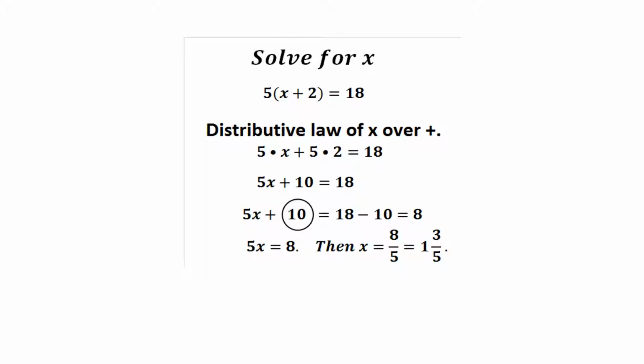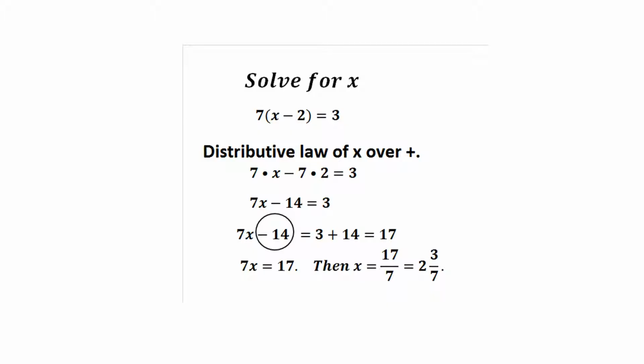We circle the 10, move it to the other side. It's negative 10. You could have 18 and below it negative 10, or 18 minus 10, which is 8. And our new equation is 5x equals 8. Divide both sides by 5. 8 over 5 is 1 3/5.